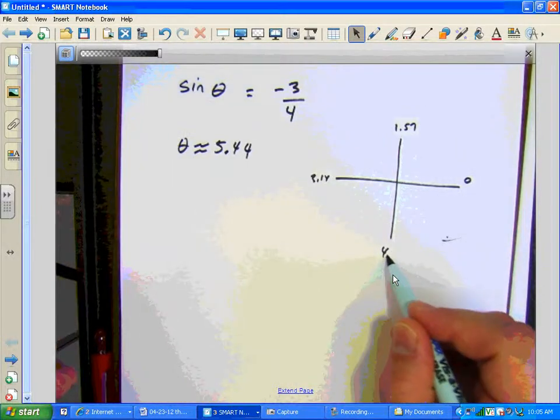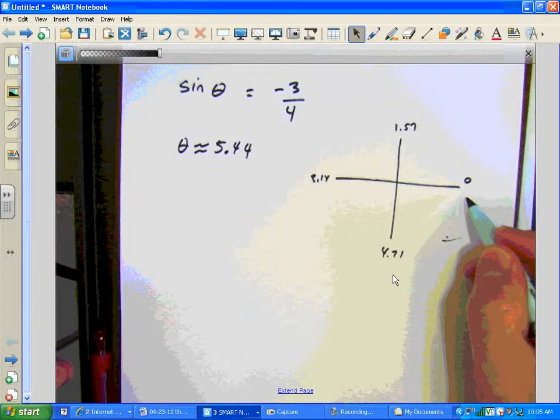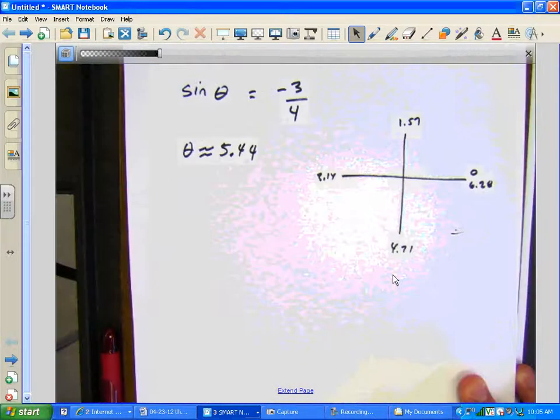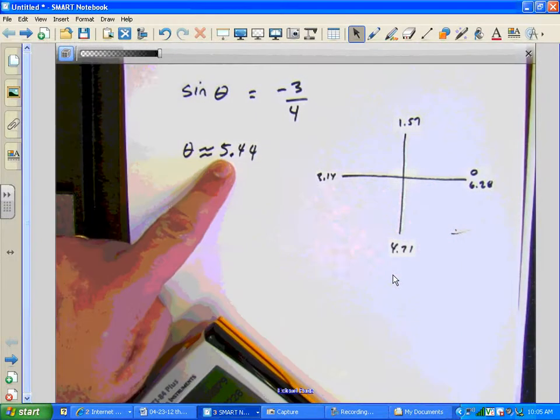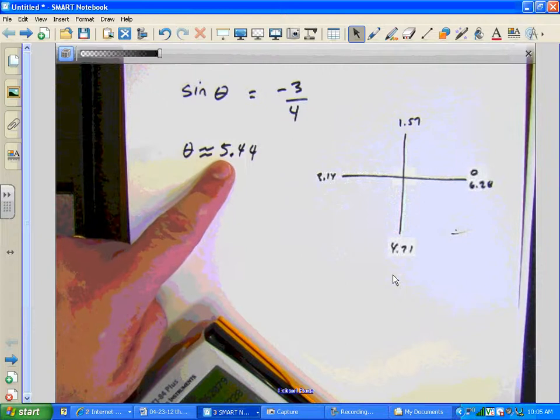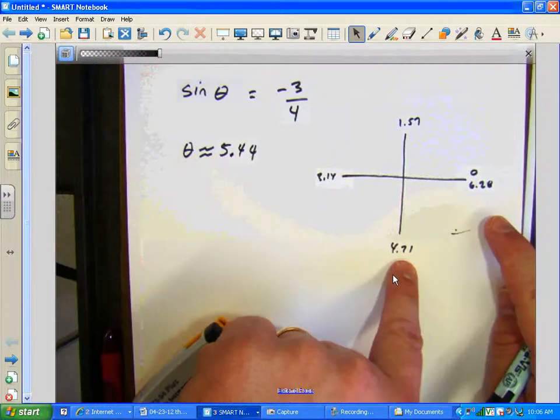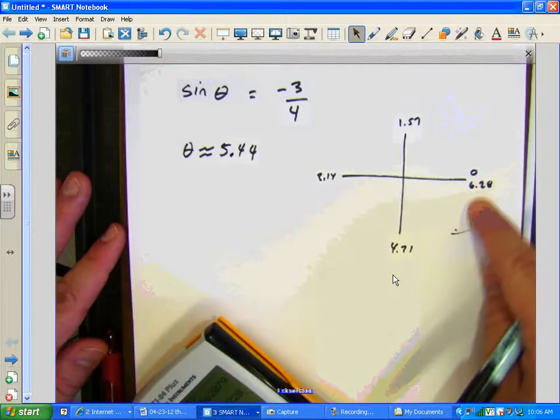Now, can y'all see where 5.44 would be in the fourth quadrant? Why it's in the fourth quadrant? Because it's in between 4.71 and 6.28. Okay, so it would be probably pretty close to somewhere being halfway. Okay, it doesn't have to be exact. So let's draw that in there. Okay, so this angle, we'll write it out by the end of it, is 5.44 radians.